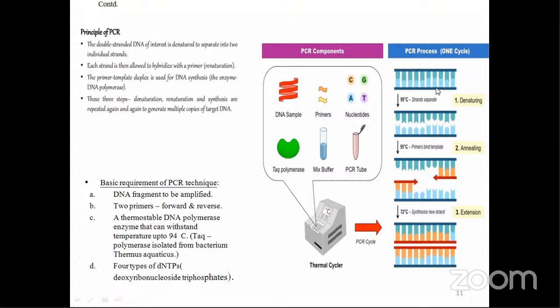Okay, this is one strand, this is another strand. Now you see, in the presence of 95 degrees centigrade, what happens? These two strands separate here. This process is known as denaturing. That means it is separated. Its original position is changed. That is denaturing.